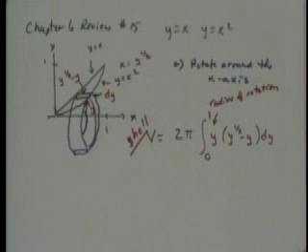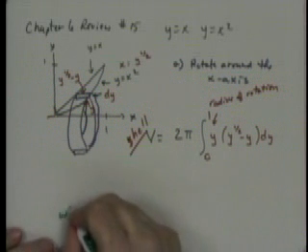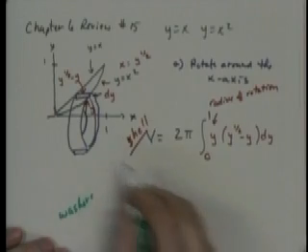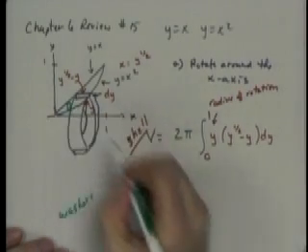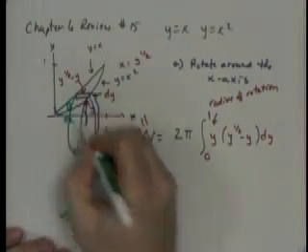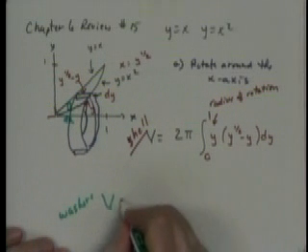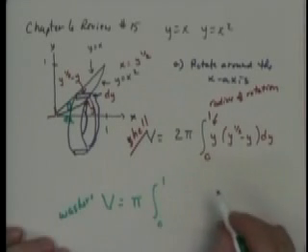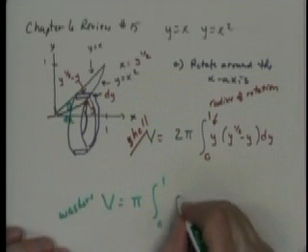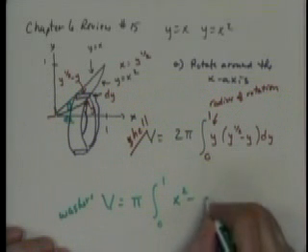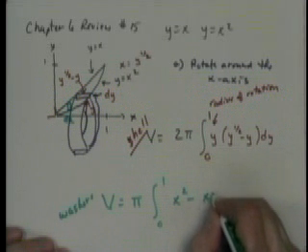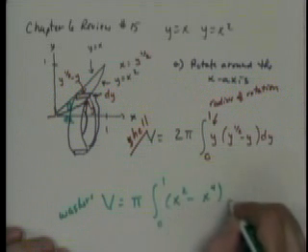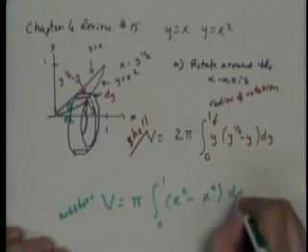Now, if I were trying to do this by washers, the slice would be this way instead, with a dx, and then volume would be given by pi times the integral from 0 to 1 of the upper one squared minus the lower one squared, x squared minus x to the fourth, dx.